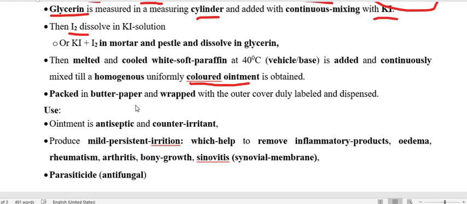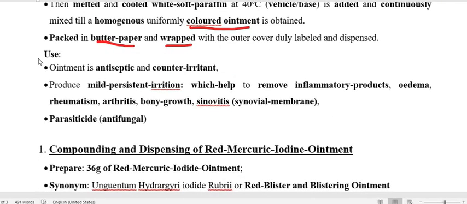Once you have prepared it, pack it in butter paper, wrap it, and use it for therapeutic purposes. What is the use of this iodine ointment? Iodine is an irritant, an antiseptic, and also a parasiticide. The main action of the iodine is the irritant action.